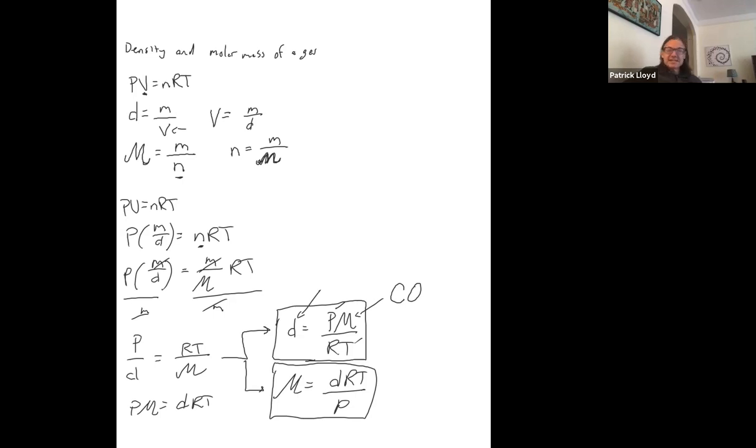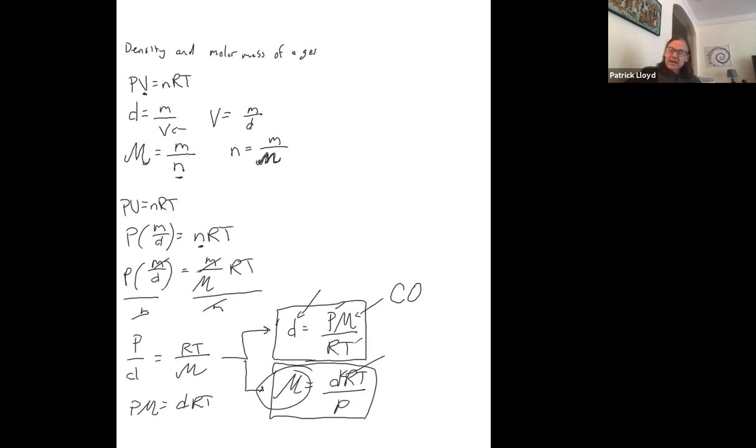Alternatively, if we know the density of the gas, for example, if they say there's 1 gram of this gas and the volume is 200 milliliters, well, that's mass over volume. That gives you the density. So if you know the density, you can then calculate the molar mass, right? Again, assuming you know the temperature and the pressure.